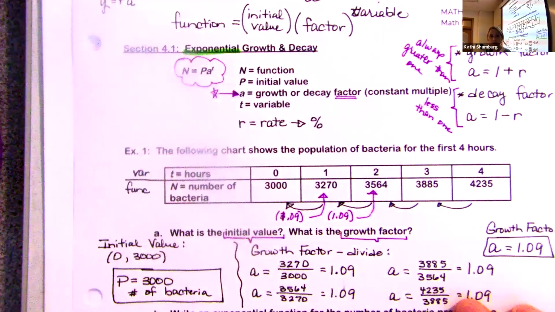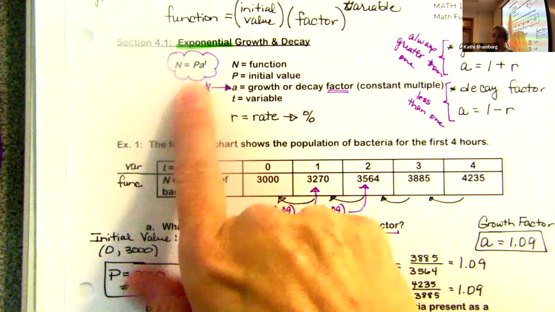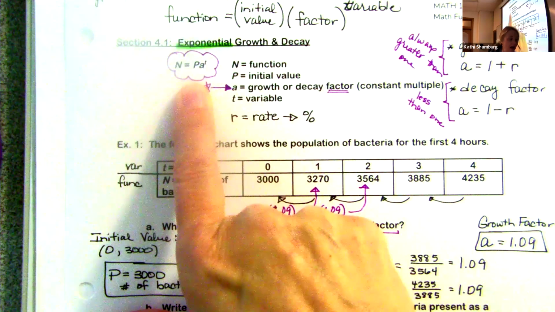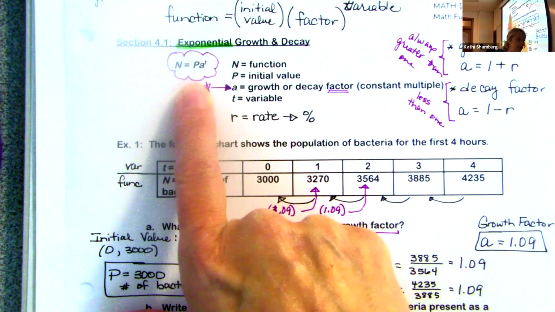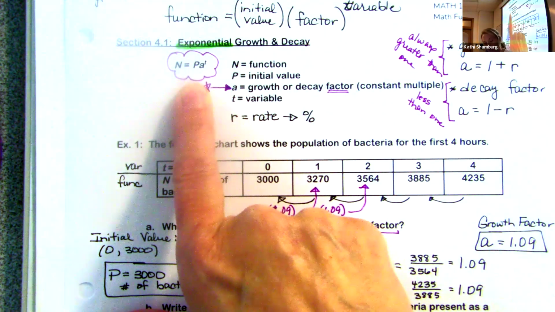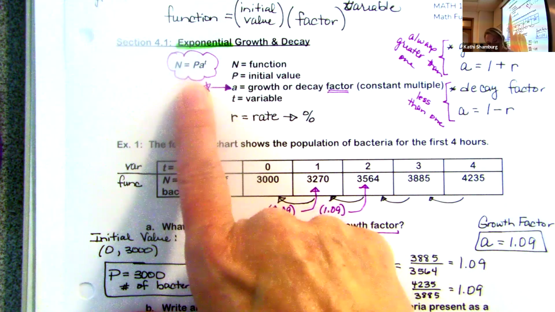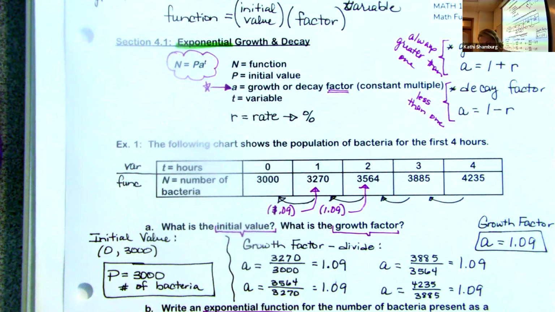And that is this equation here. So rather than y equals mx plus b, we are now looking at N equals P times A raised to the t power. All right. So what is P? That's your initial value. So in linear, it was the b. Now the P is the initial value.